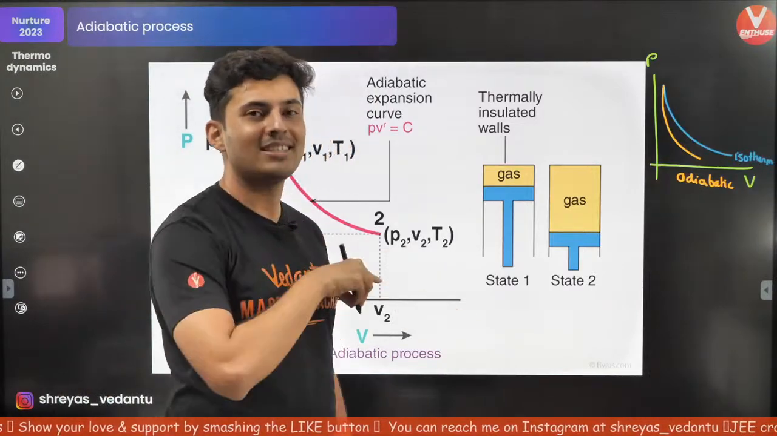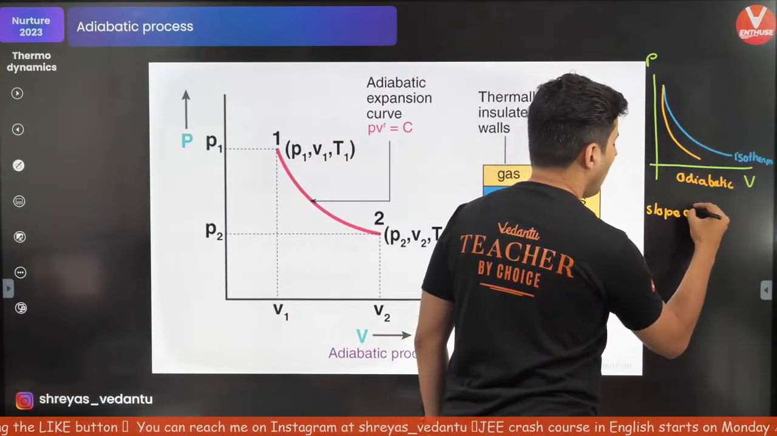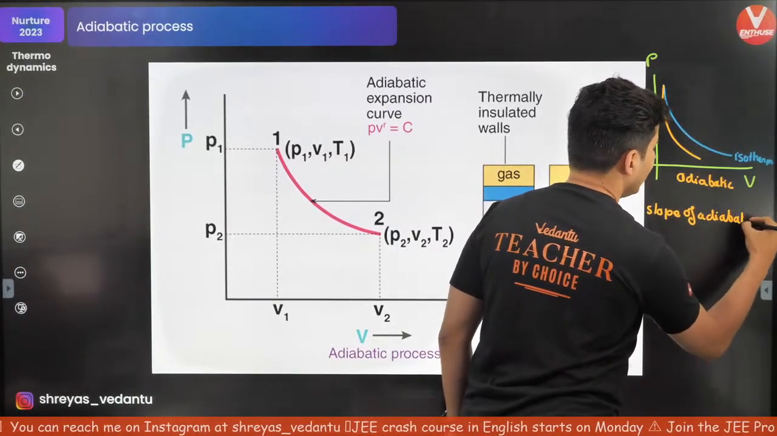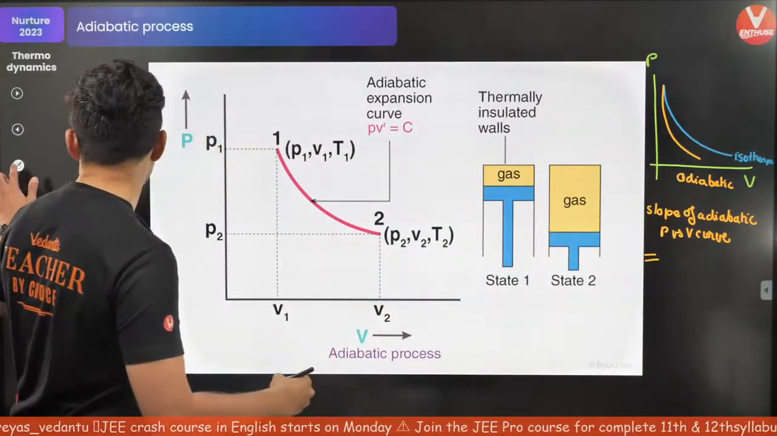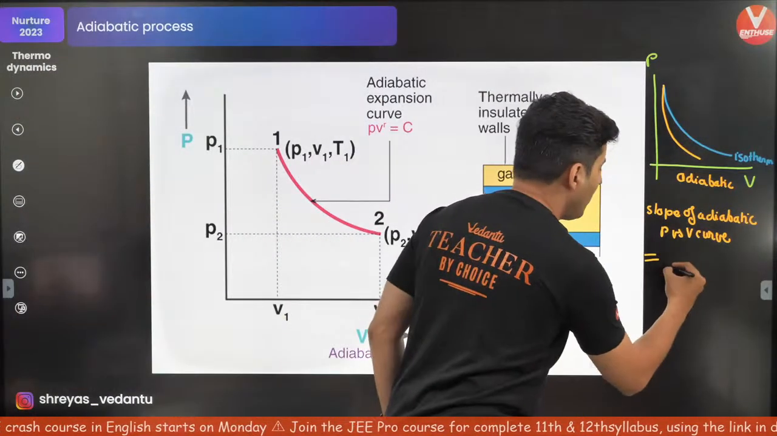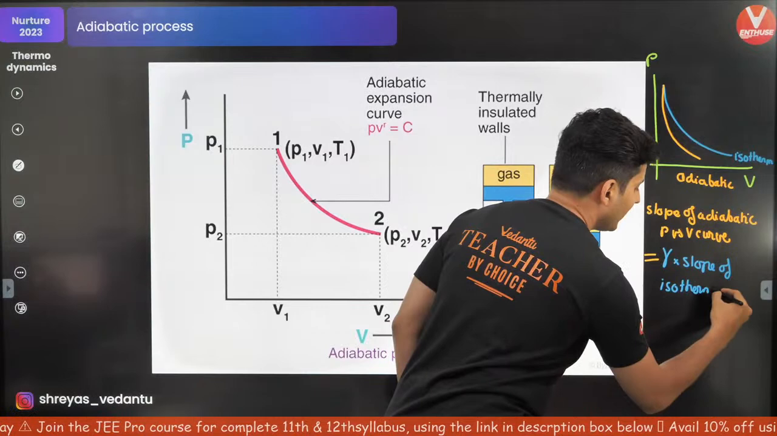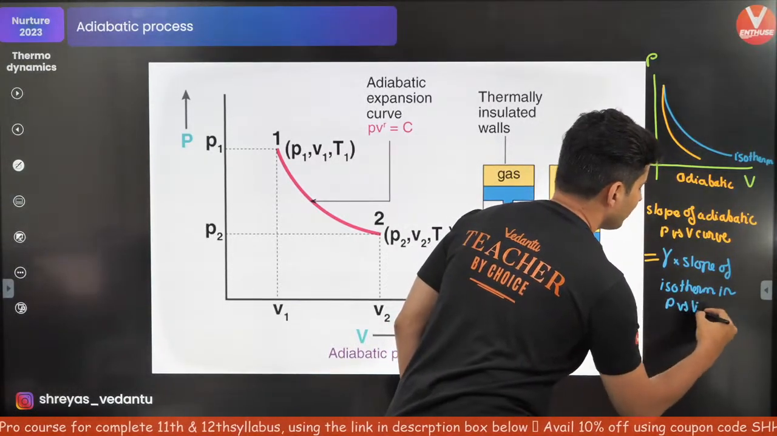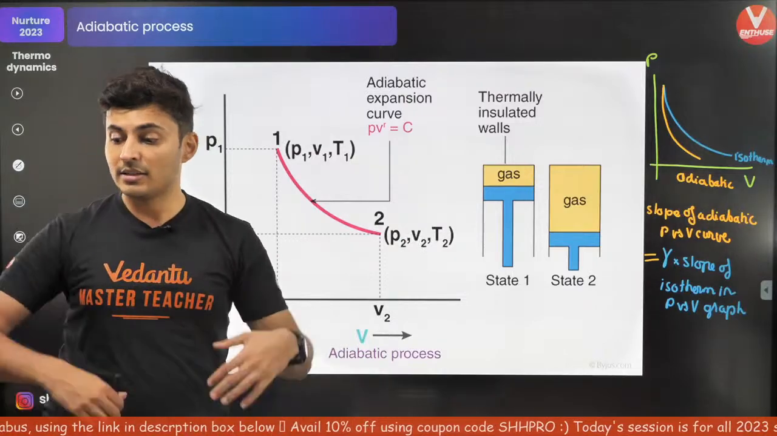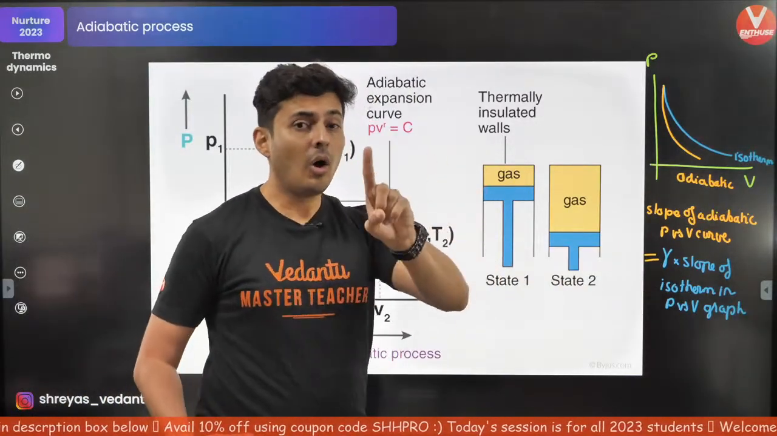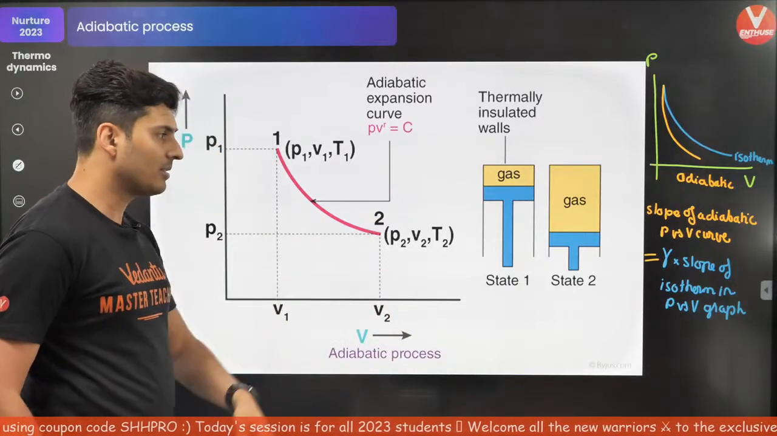Very, very important. There were questions in JEE Mains many times on this concept. So I'll write it over here. Slope of the adiabatic P versus V curve is equal to gamma multiplied by the slope of the isotherm in your P versus V graph. Very, very important result, which I am putting right over here. It is more by gamma times. This gamma is important. Gamma is a number always more than 1. Remember that. It's always more than 1 because Cp is always more than Cv for ideal gases. So keep this in mind.